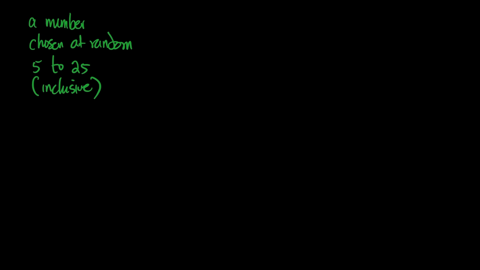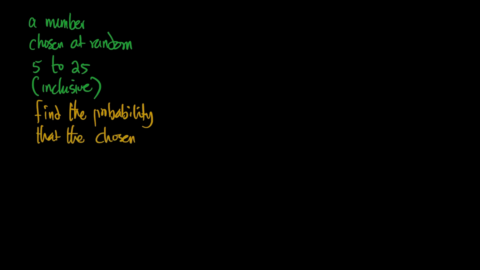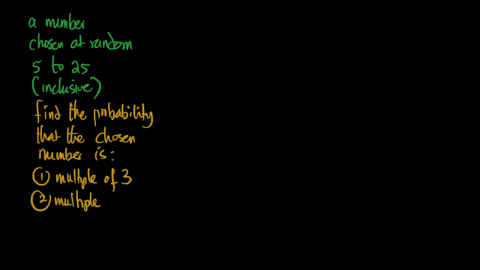Now we are going to find the probability that the number chosen at random is, 1, a multiple of 3, and 2, a multiple of 5.